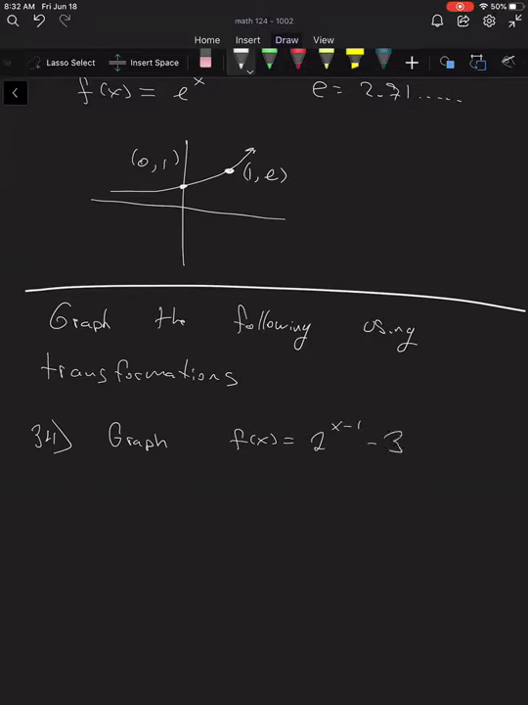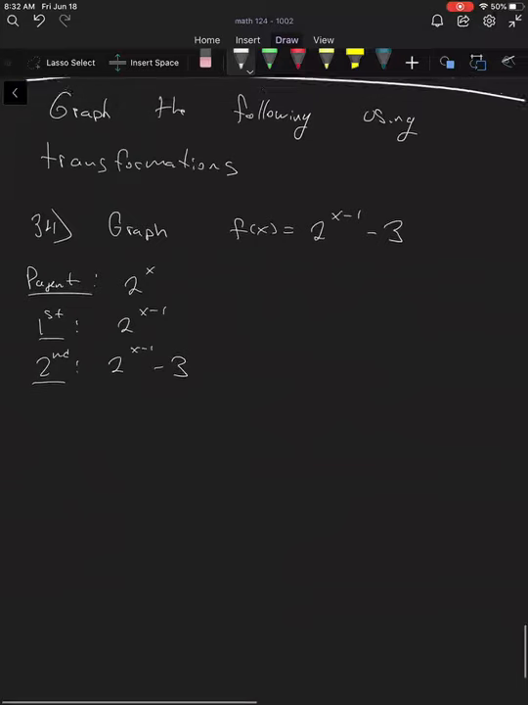Okay, so 2 to the x minus 1 minus 3. Remember, using transformations, we start with our parent function. The parent function here is going to be 2 to the x. Then our first transformation, the thing that happens closest to x, is going to be 2 to the x minus 1. And the last thing is going to be 2 to the x minus 1 minus 3.